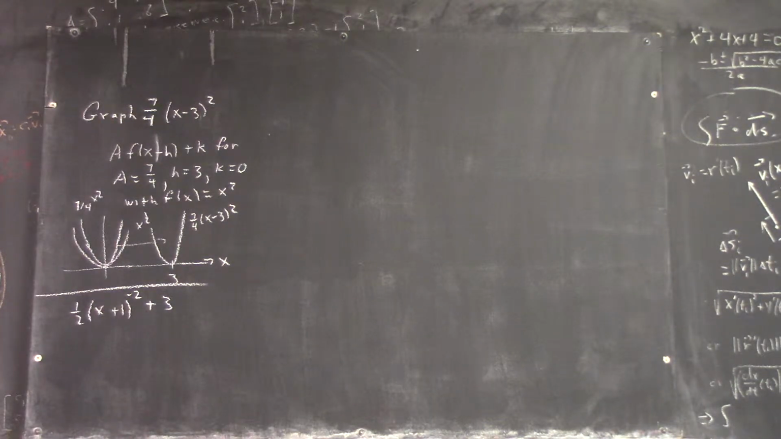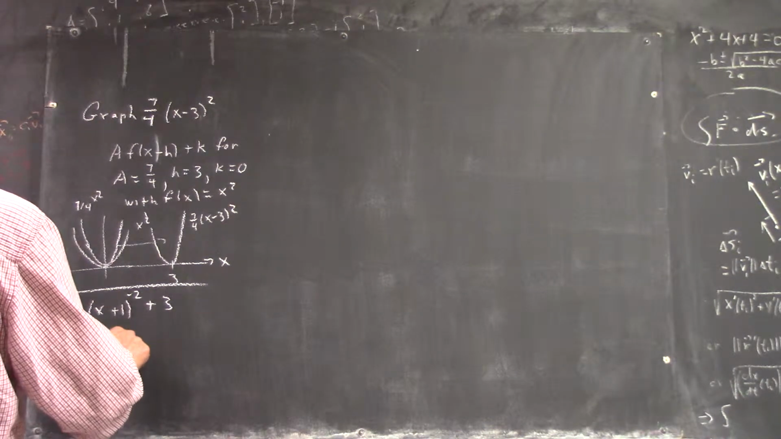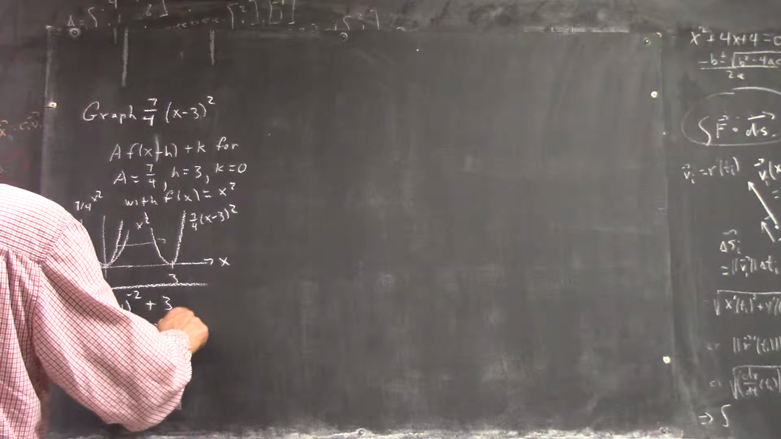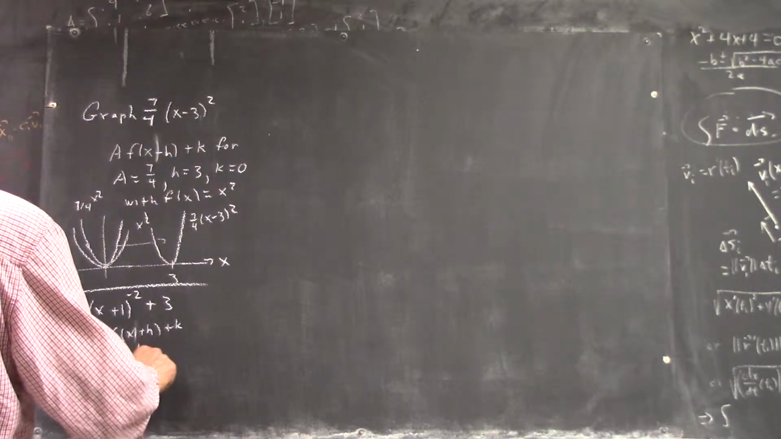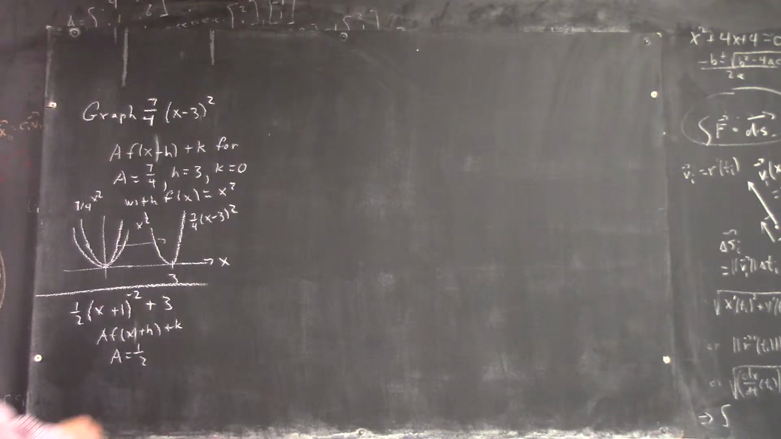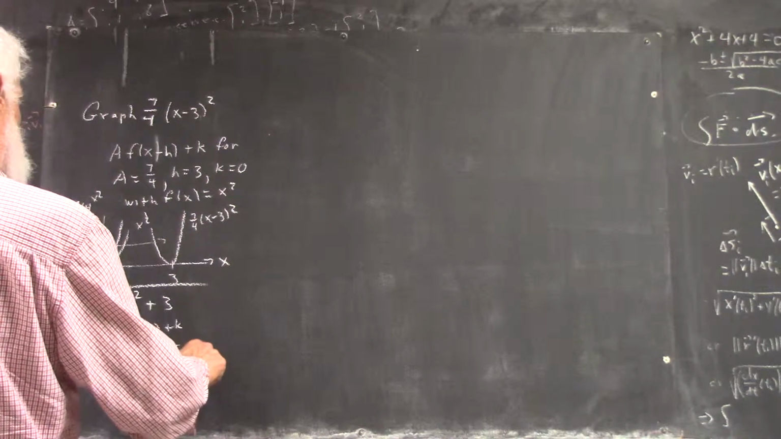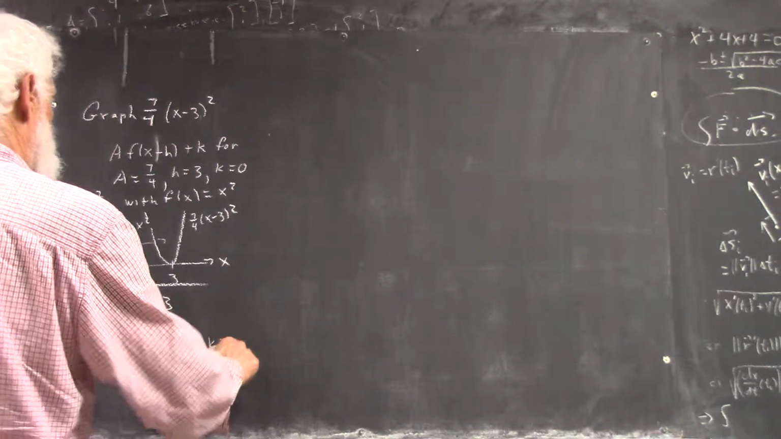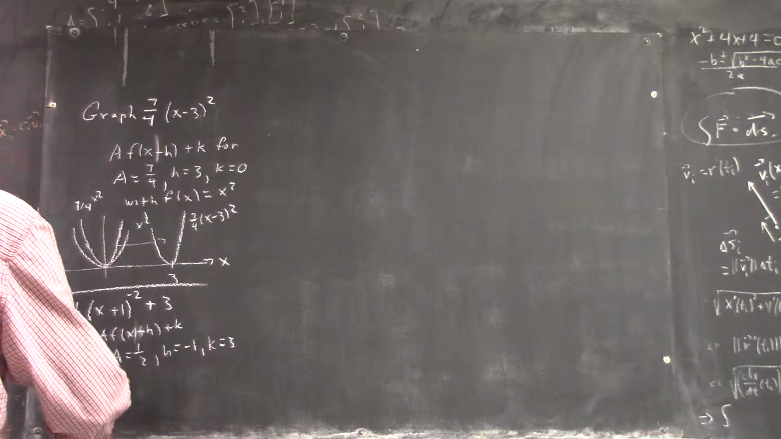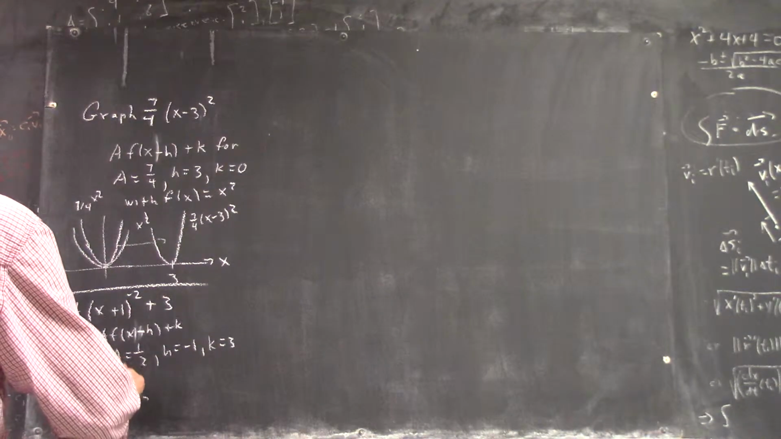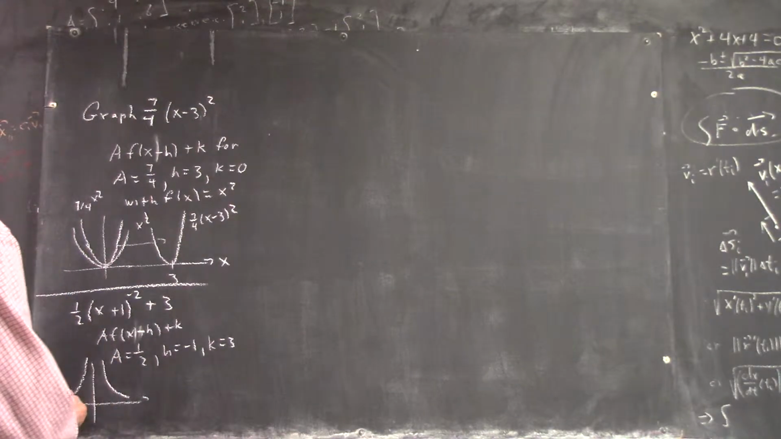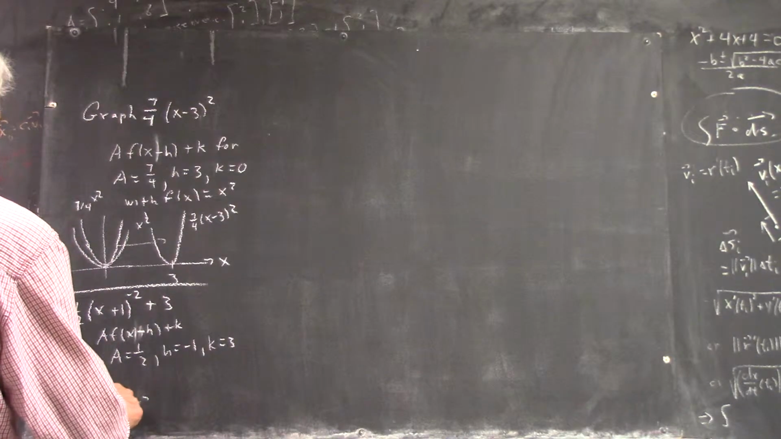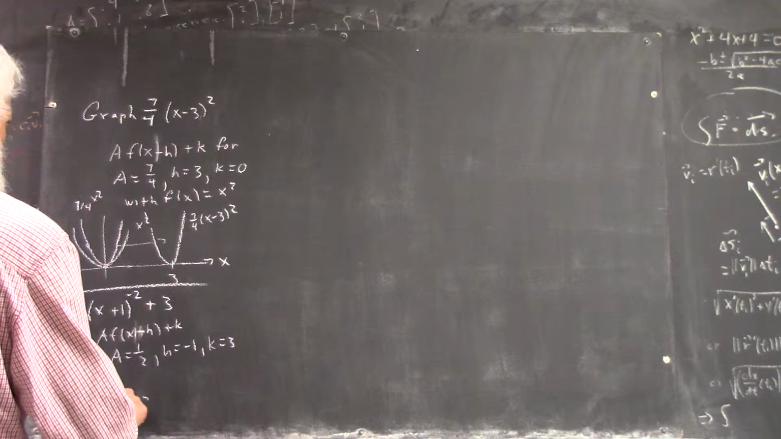Okay. So clearly A is 1/2, right? And h equals -1, it's x minus h, and k equals 3. Which means you take the 1 over x squared graph, which looks kind of like this. You move every point twice as close to the x-axis. So you get something that looks kind of like this.